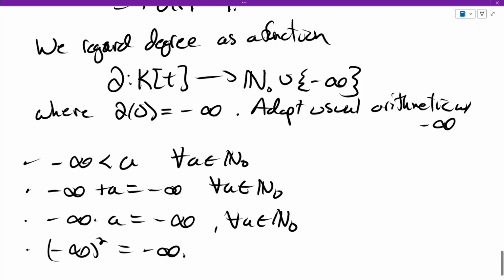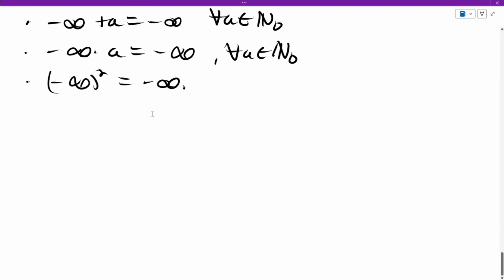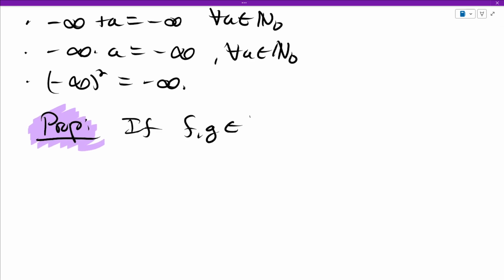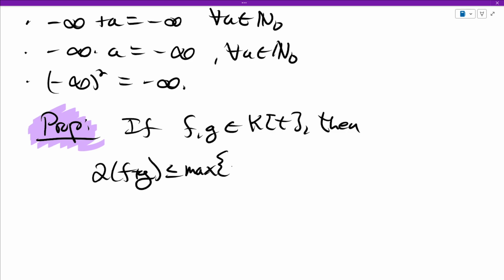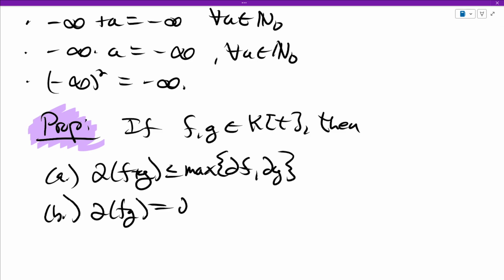And the reason is for the next proposition, where we're going to really investigate this function, and then you're going to investigate this function more in your homework. So proposition: if f and g are polynomials over k, then the degree of f plus g is less than or equal to the max of the degree of f and the degree of g. So that's A. And B, the degree of the product is the sum of the degrees.